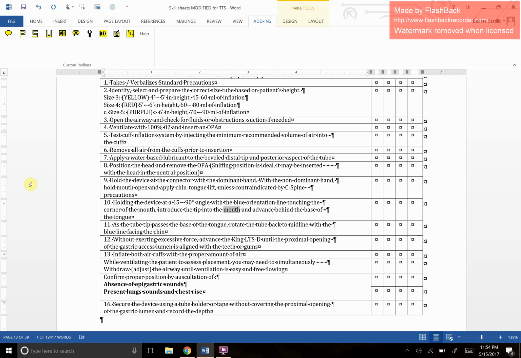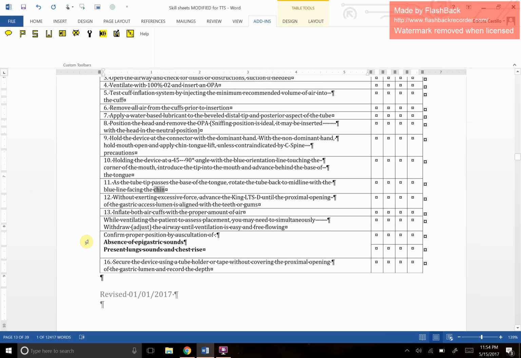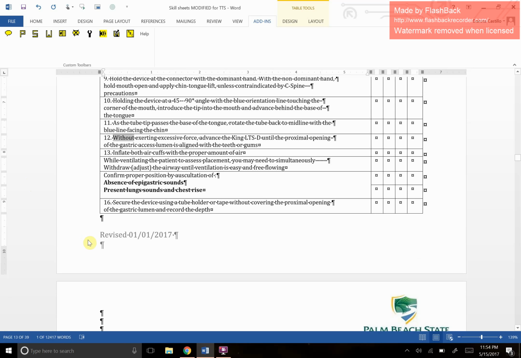introduce the tip into the mouth and advance behind the base of the tongue. 11. As the tube tip passes the base of the tongue, rotate the tube back to midline with the blue line facing the chin. 12. Without exerting excessive force, advance the King LTSD until the proximal opening of the gastric access lumen is aligned with the teeth or gums.